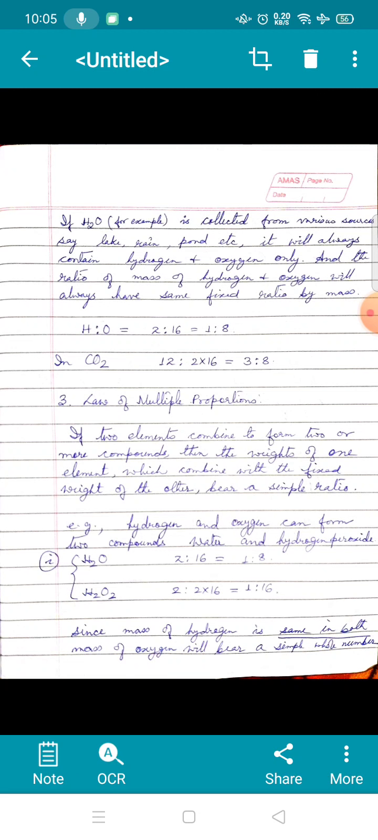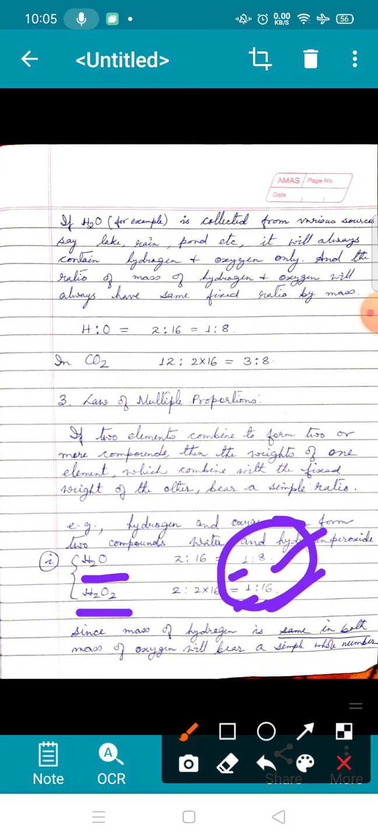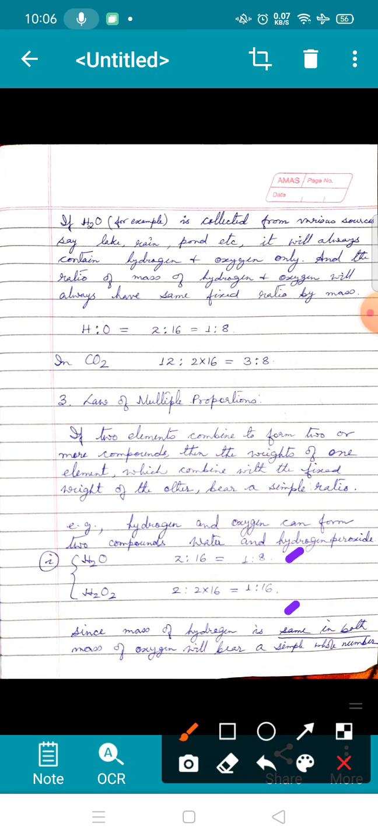Let's understand this law. You know that hydrogen and oxygen can form two compounds. One is water, another is hydrogen peroxide. The ratio of hydrogen and oxygen in water is 1:8 and that of hydrogen peroxide is 1:16. So what you notice here is that in both cases the mass of hydrogen is the same. If we compare the mass of oxygen now, we find the ratio is 8:16, which is a simple whole number ratio because it will come to 1:2.